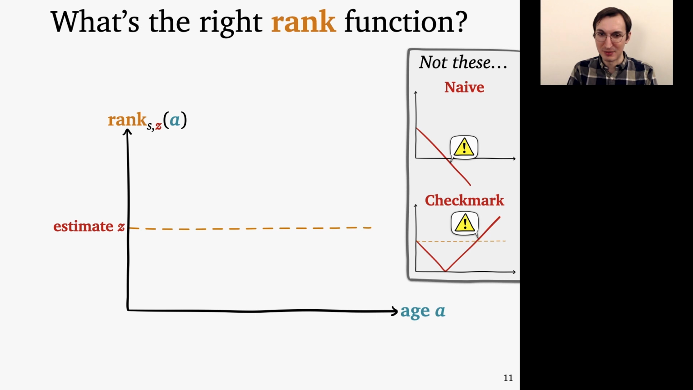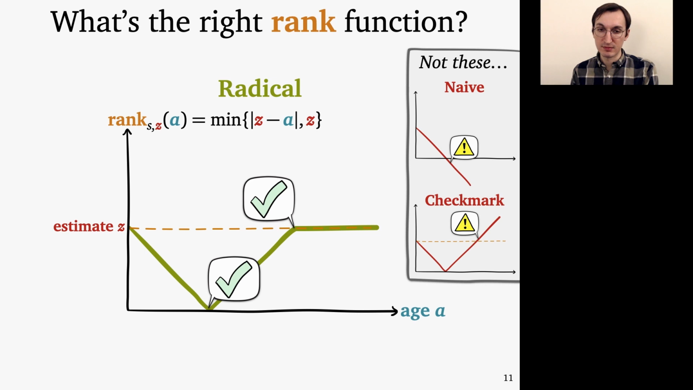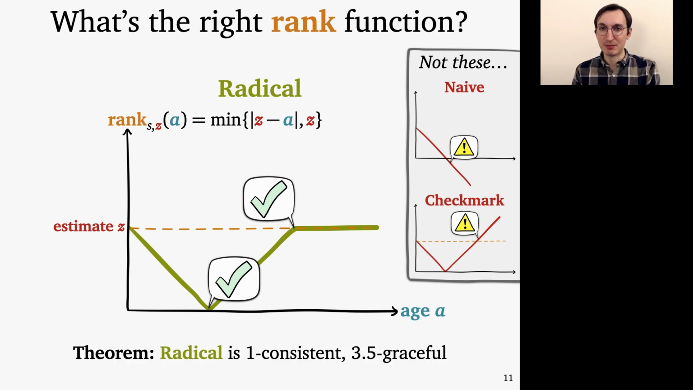Okay, I'm out of room in my gray box of policies that won't work, so we have to come up with the right one this time. How are we going to fix the problem with checkmark? Well, I told you that the problem with checkmark was all about exceeding this initial rank. So what if we just didn't do that? So this leads to a policy called radical. Radical doesn't go negative and doesn't exceed the initial rank of a job. And we call the policy radical both because it vaguely looks like a square root sign and because it has radically good performance properties. It is the one consistent 3.5 graceful policy we've been looking for.